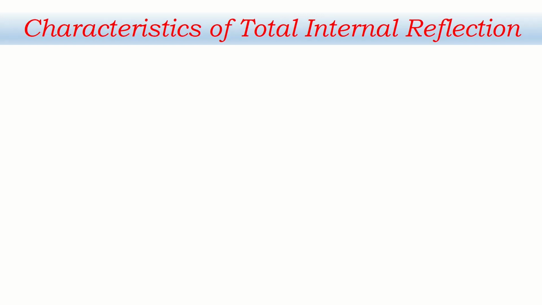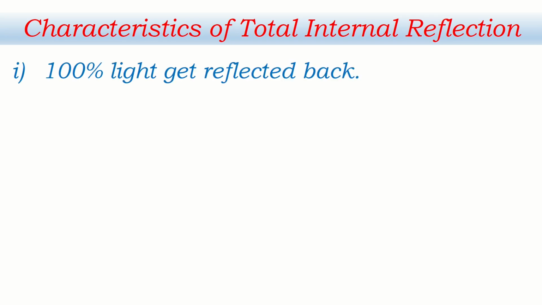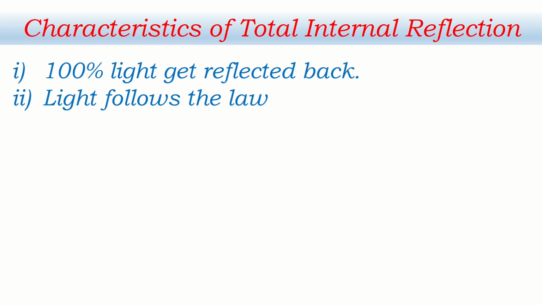Now I want to tell you two basic characteristics of total internal reflection. Number one, 100% of the light is reflected back in this process, and that's why the reflected light is not dim. It is as bright as the incident light, and light follows the law of reflection. It means the incident ray, reflected ray and normal at the point of incidence all lie on the same plane, and the angle of incidence is always equal to the angle of reflection. These are the basics of critical angle and total internal reflection. Okay, I want to stop now.